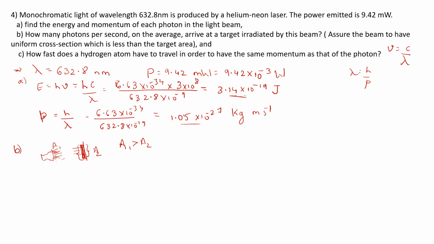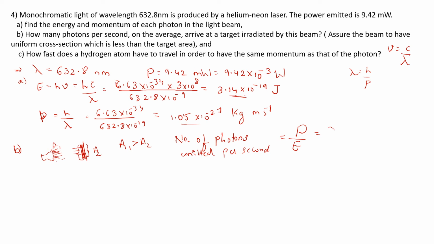So remember here, the number of photons emitted per second will be equal to power divided by energy. When you take the power divided by energy, you will get the number of photons per second.